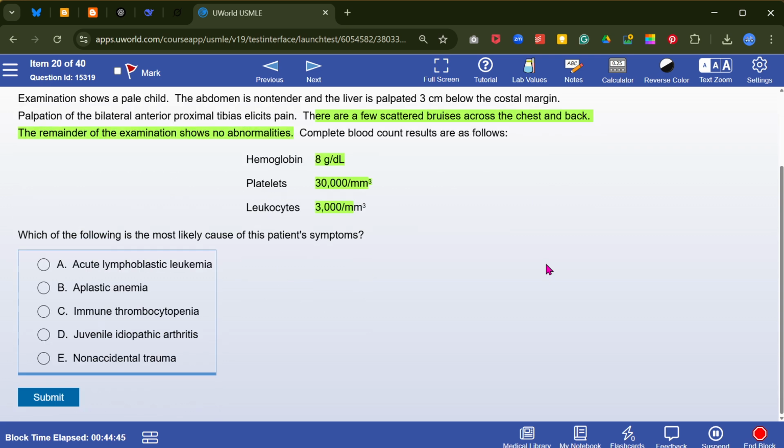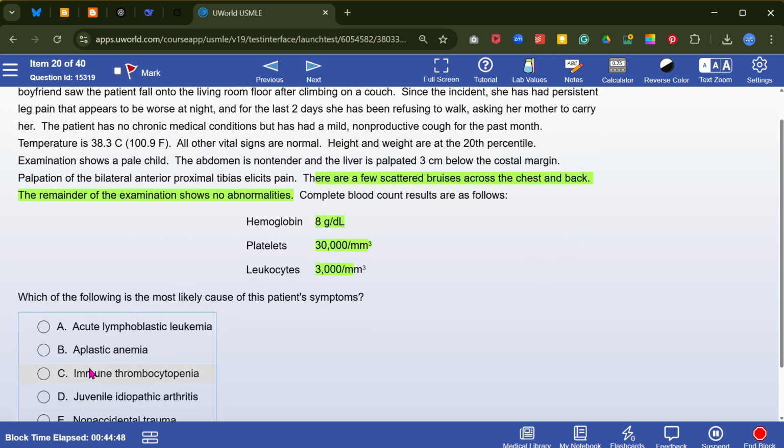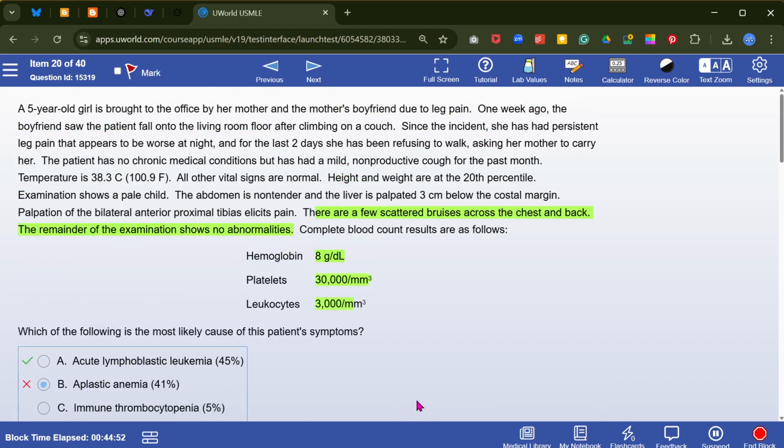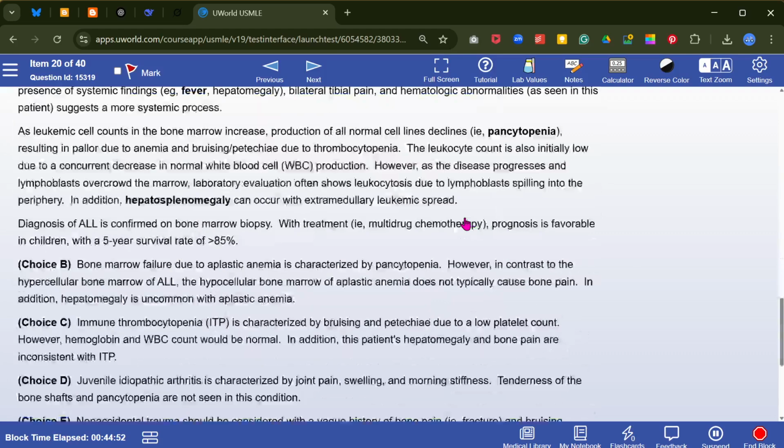Anemia, thrombocytopenia, leukopenia. Wait, wait, don't jump. Why am I like that? No, it's not aplastic anemia. Yes, it's ALL. Why is it not aplastic anemia?